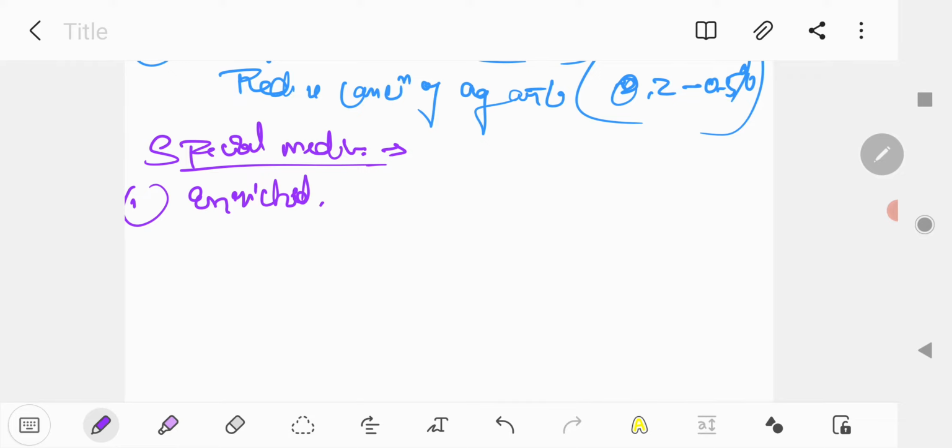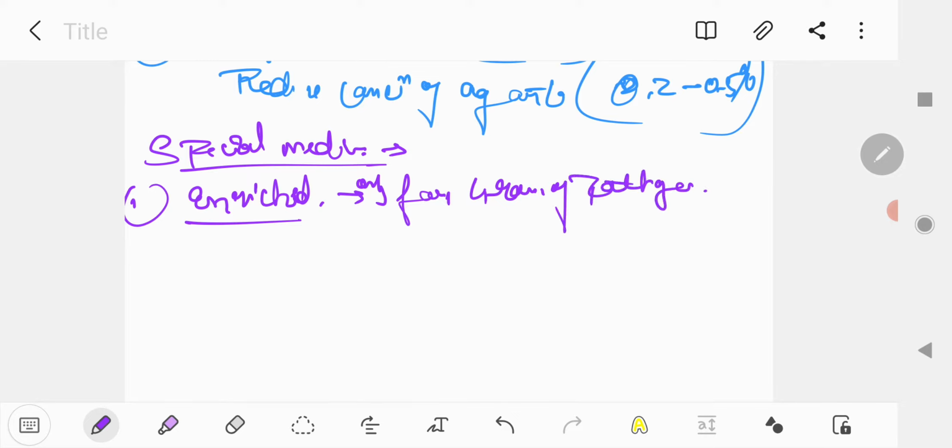You have seen various enriched media. So what is enriched media? It is generally only for growing pathogens in the medium. So only for growing of pathogens. Yes, it is a culture media, basically a solid culture media.